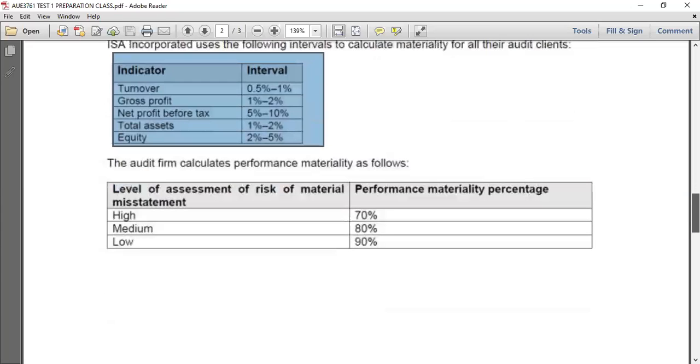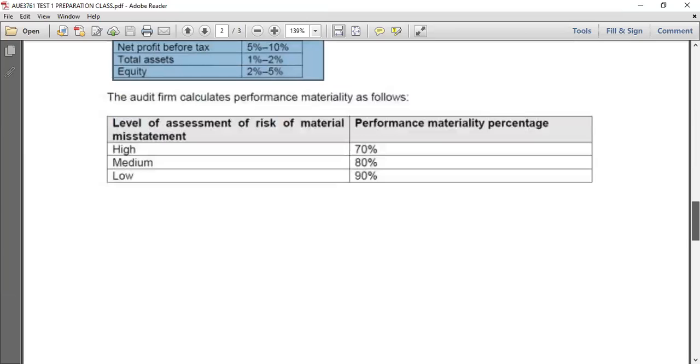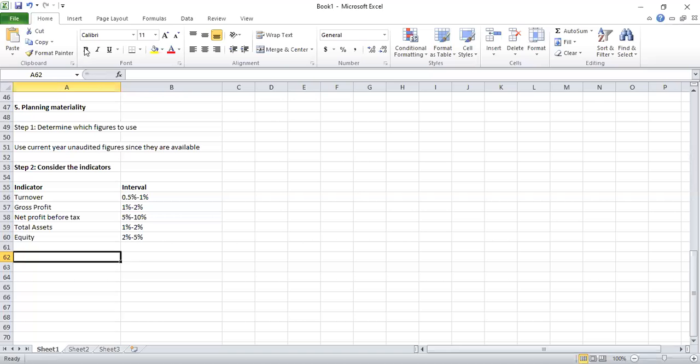So you now know your indicators. That's your second step. Right, the third step: determine which of the indicators are appropriate.